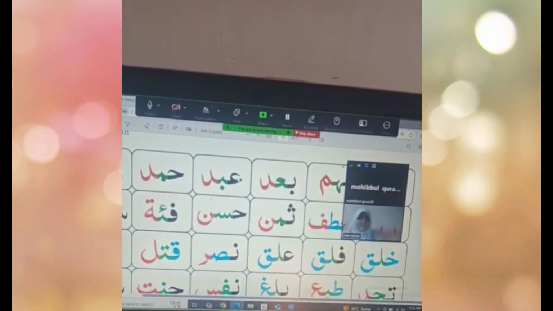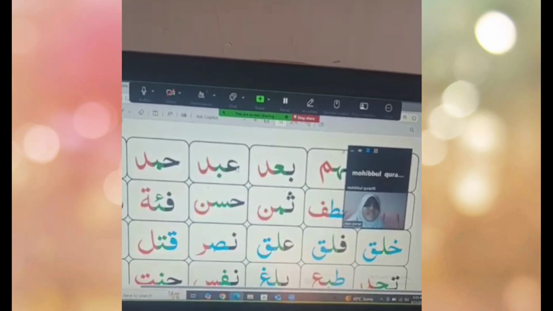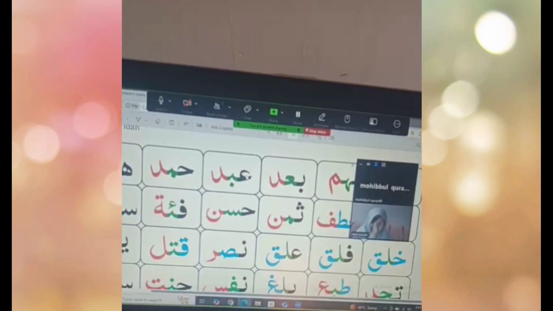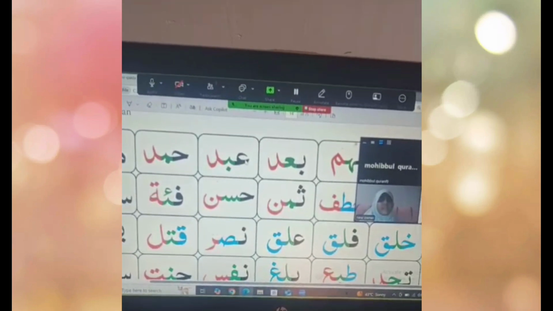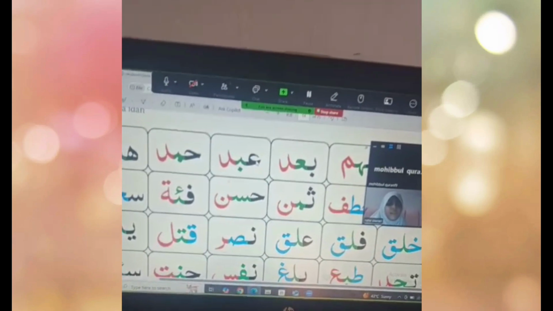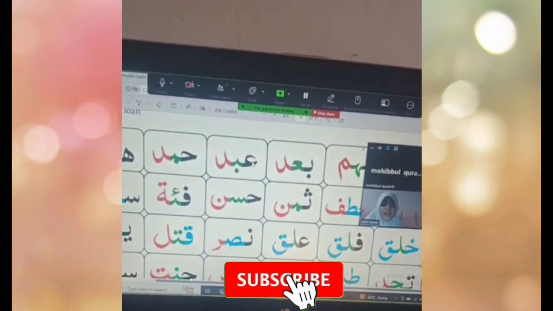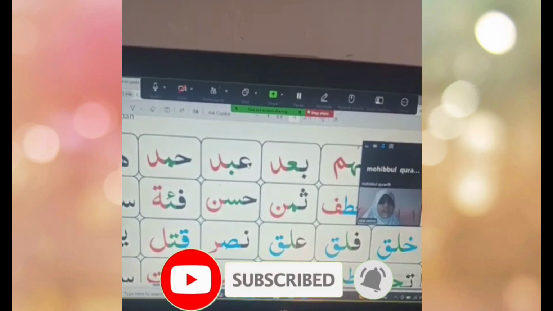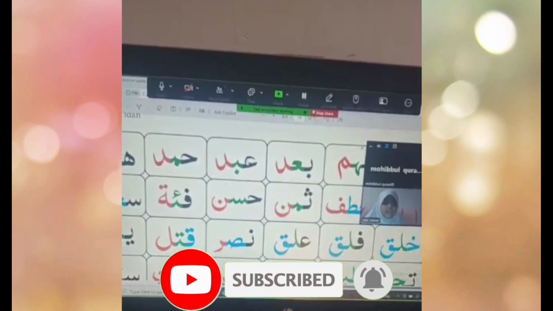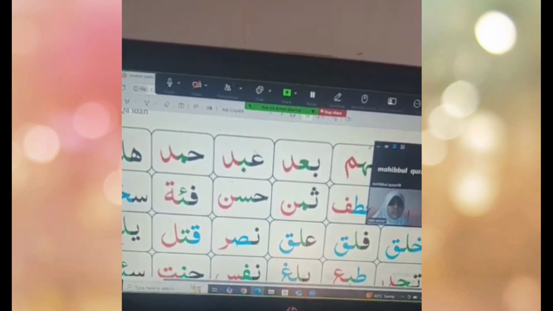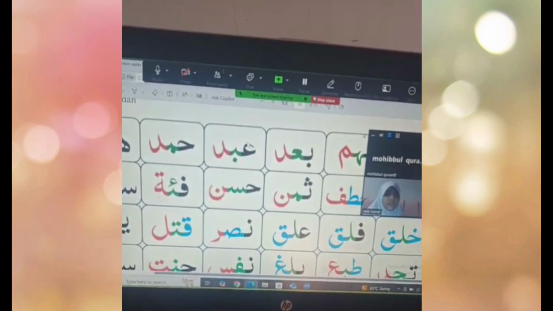I know already. No, your pronunciation is wrong. Listen to me. Ain. Ain is pronounced from the middle part of the throat like this. Ain. Ain ba dal. Ain. Repeat it after me. Dal. Repeat it after me. Only ain, because your pronunciation is wrong. Ain.